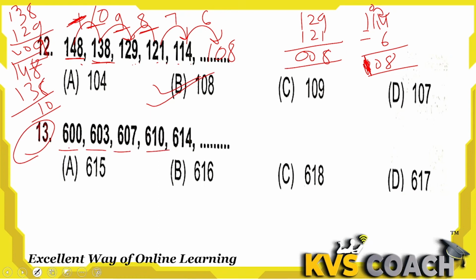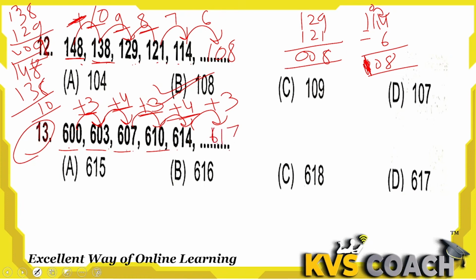Next is 600, 603, 607, 610. Look, 600 to 603, it means plus 3. 603 to 607, it means plus 4. 607 to 610, it means plus 3. 610 to 614, that is again plus 4. So plus 3, plus 4, plus 3, plus 4. So now the term is plus 3. So 614 plus 3 is 617.